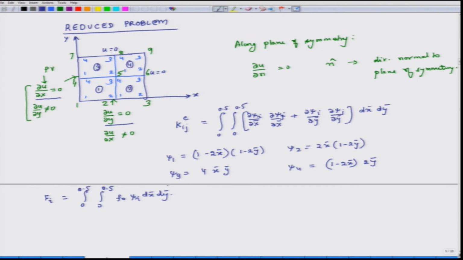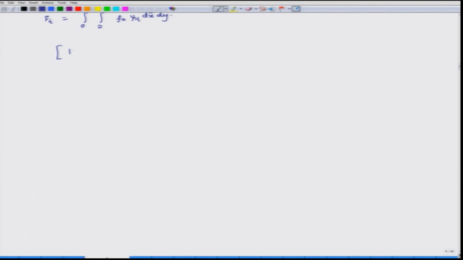dx dy. So, eventually I will get a K matrix times U. So, this is for each element. Right. And how many equations will this be for each element? It will be 4 equations per element, 4 equations for each element.